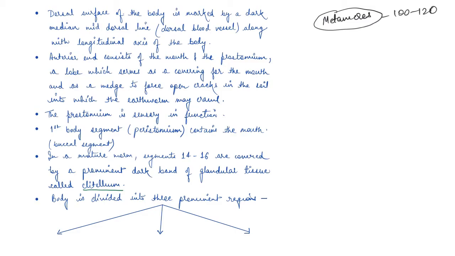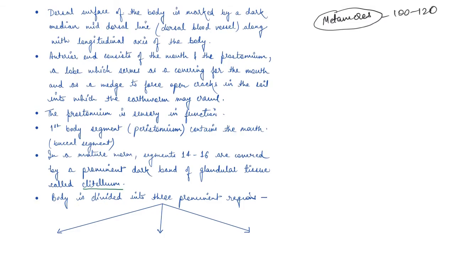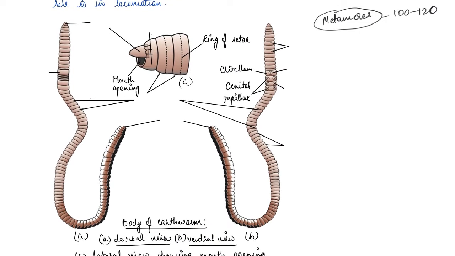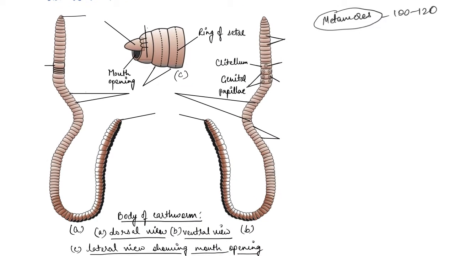Now, the first body segment of earthworm is known as peristomium. So let's see the structure itself. This is the structure of the earthworm, and this is the anterior end here. Now, the very first segment here, which contains the mouth, is peristomium. And this covering, this lobe, is prostomium.